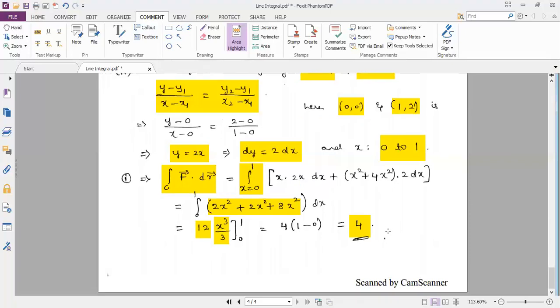So these were the different varieties of problems under line integral. Hope you all followed. Thank you.